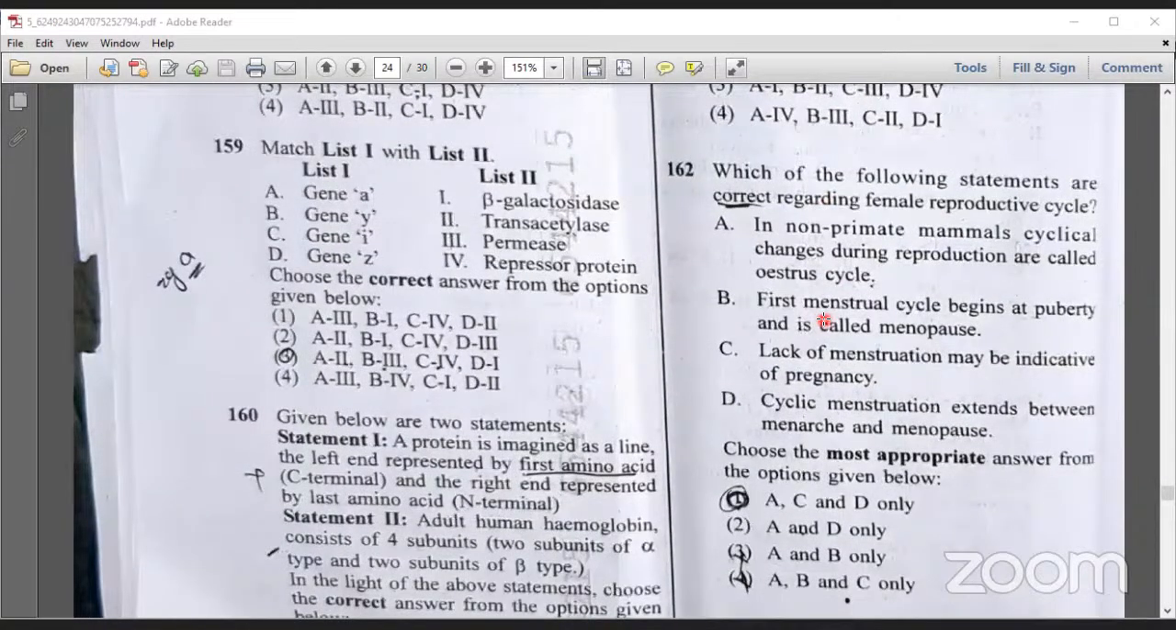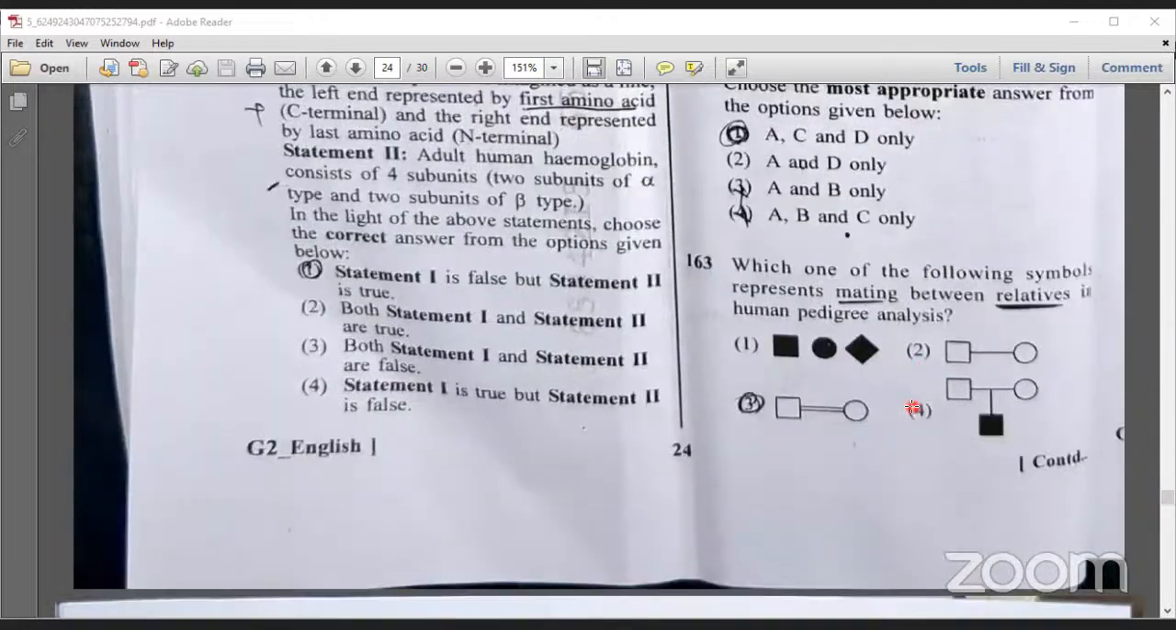And 162, we are supposed to identify the correct statement about the female reproductive system. Statement 1: in non-primate mammals, cyclical changes during reproduction are called the estrous cycle. That is right. The first menstrual cycle begins at puberty and is called menopause? No, we call it menarche. Lack of menstruation may be indicative of pregnancy. Yes. Cyclic menstruation extends between menarche and menopause. Yes. So A, C, D, three statements are right and B is not right. And which of the following symbols represents mating between relatives? It is the third option.